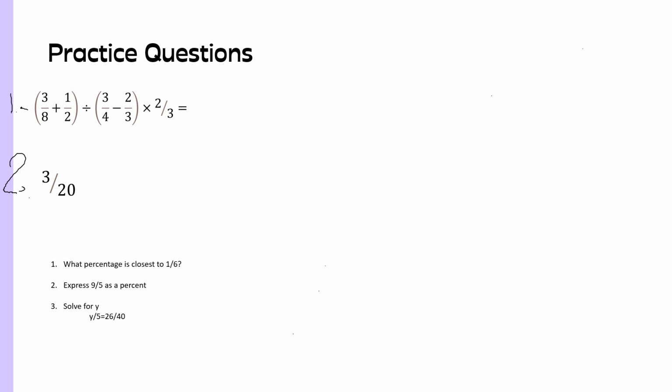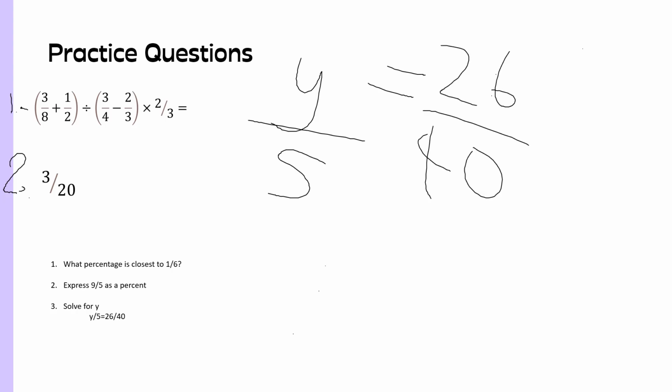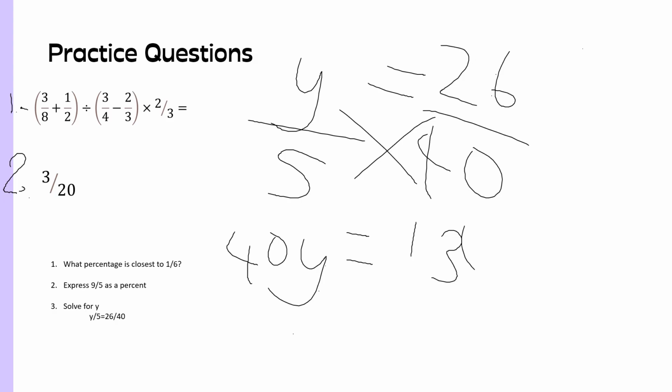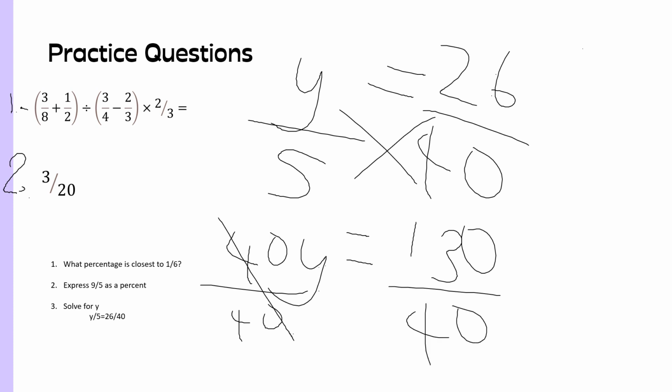Now, solve for y. y over 5 equals 26 over 40. So what we can do is cross multiply, right? So 40 times y equals 26 times 5, which is what? 130, right? Now we want y to be the subject. We've got to divide by 40, divide by 40, cancels out, so y equals 130 over 40.